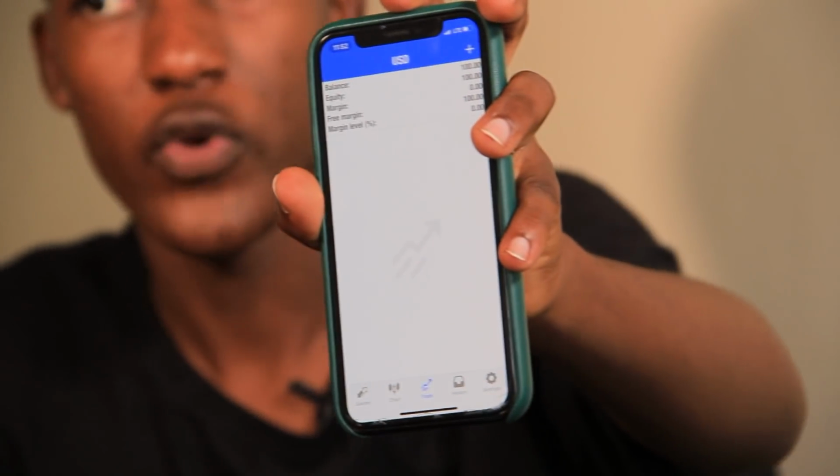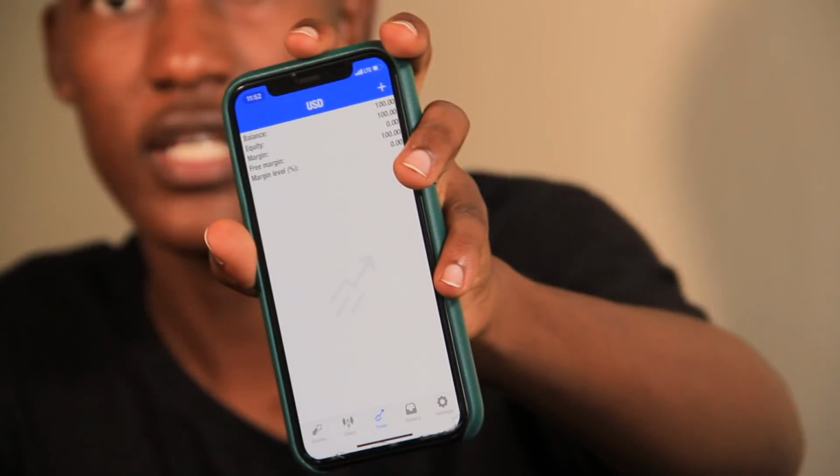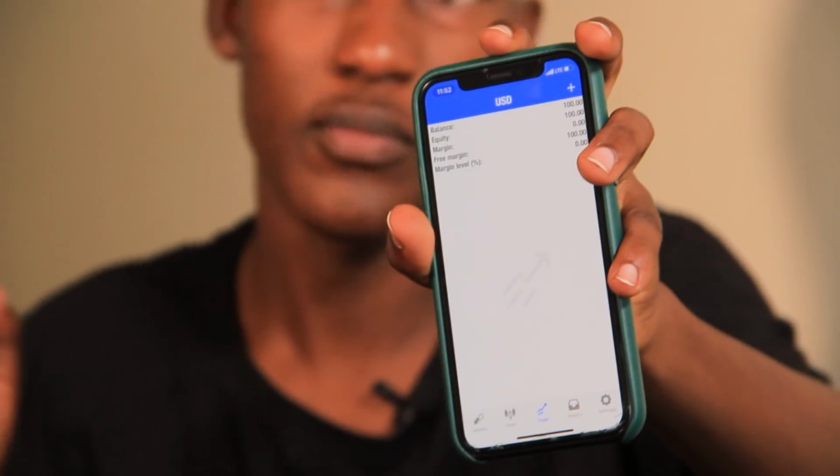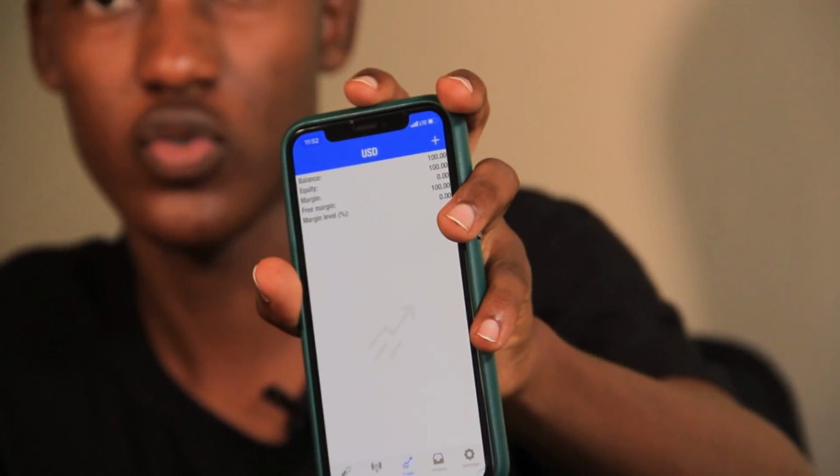I'm basically done with depositing, just like how you guys can see in here. So it's basically $100 right here. So what I'm going to do is slide to charts, do the analysis with you guys, and we will get those trades in.